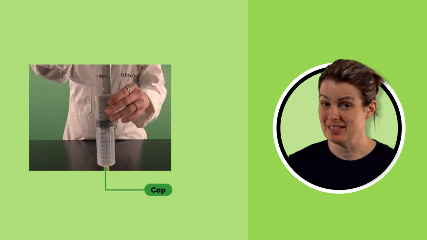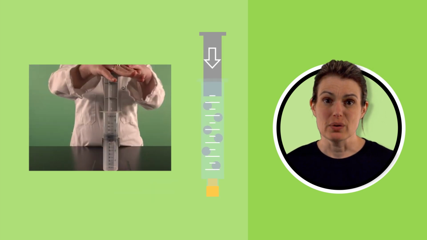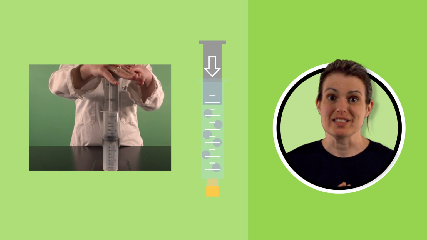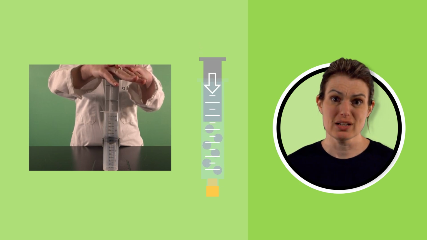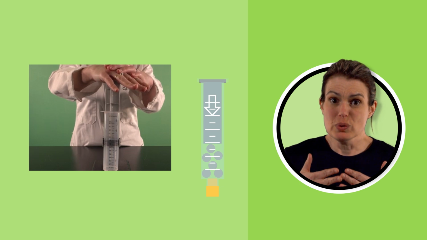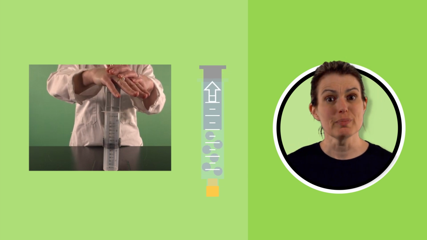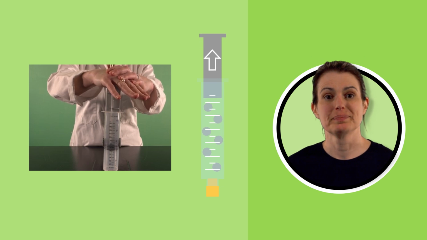Be careful. It's important to have the cap firmly in place on the syringe. When the plunger of the syringe is pressed down, the volume of the air decreases. However, the air can't get out of the syringe because of the cap. Instead, it is the space between the particles that decreases. We can therefore confirm that air is a compressible fluid.